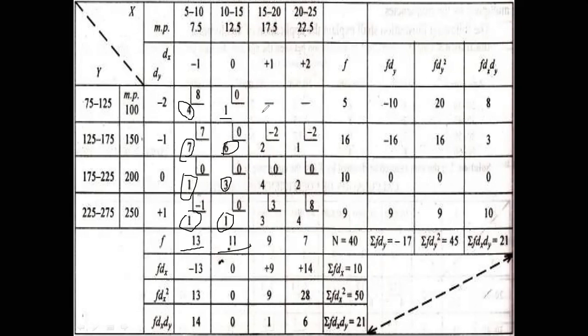Similarly here, it is 0 plus 2 plus 4 plus 3. In that manner we have value 9. And in the next column we have vertically total 1 plus 2 plus 4, value is 7. So in that manner we have got the frequency for x and y variable.